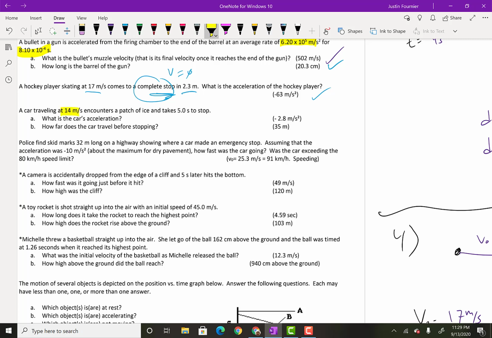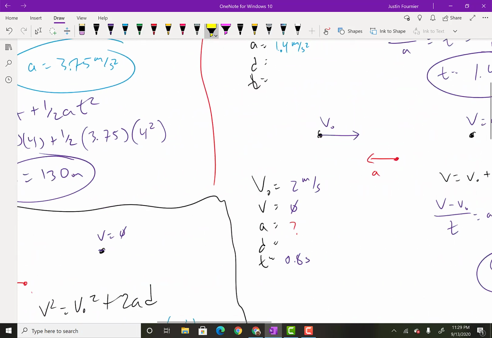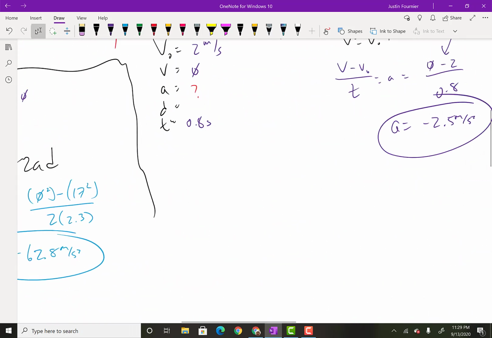Okay, so next up, a car is traveling at 14 meters per second on a patch of ice, takes 5 seconds to stop. What's the car's acceleration? Lots of stopping things happening here. All right, so there we go, number 5.